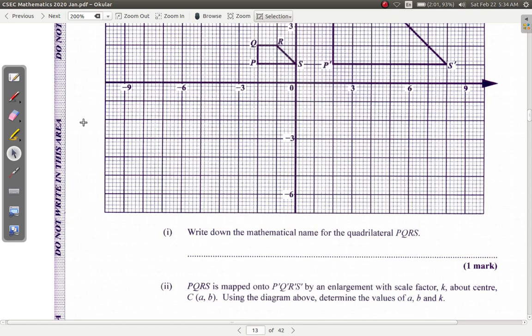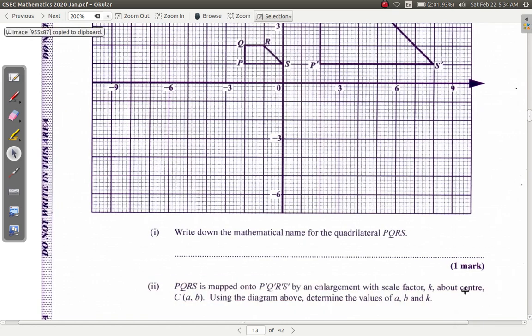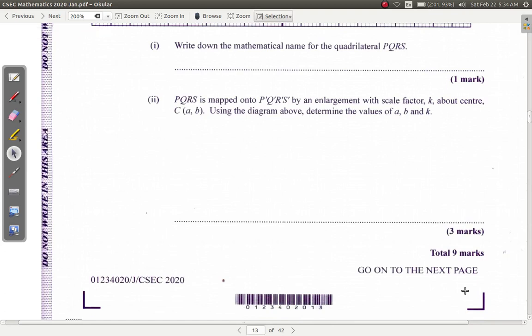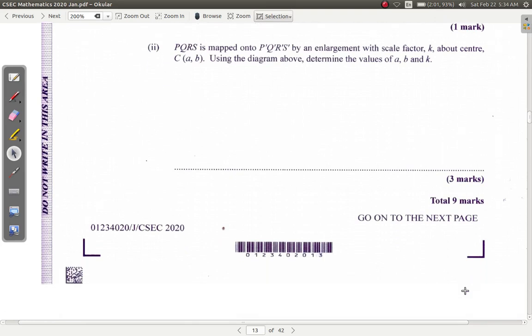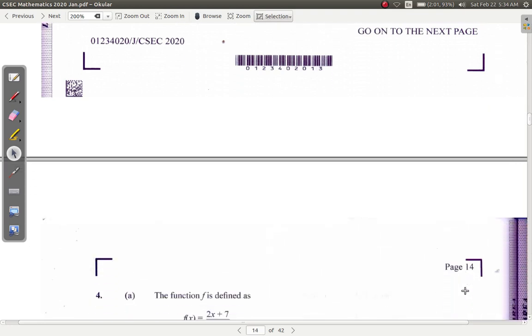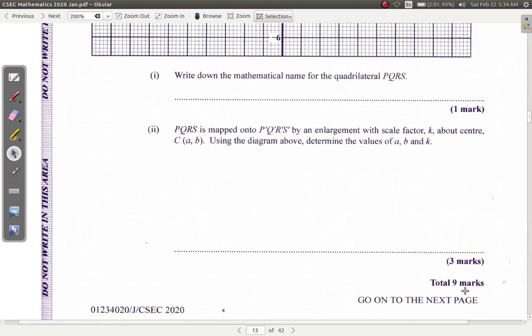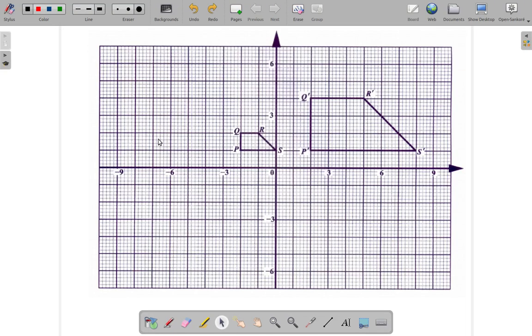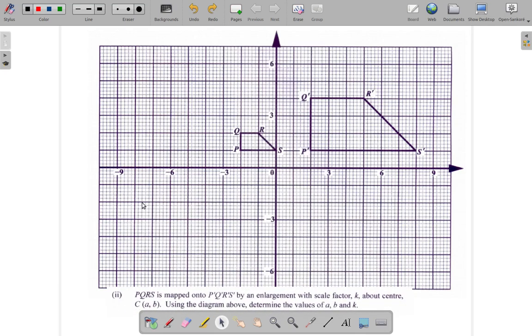All right. So let's just copy this part and put it on another whiteboard. Just curious to find out what else they will want us to do. Oh, this is the final part of question C. Once you see it says total 9 marks, question 4 starts later. All right, so let's do this part. I've already copied the graph here. Let's paste our instruction here. Now, you're going to use the diagram above to determine the values of A, B, and K.